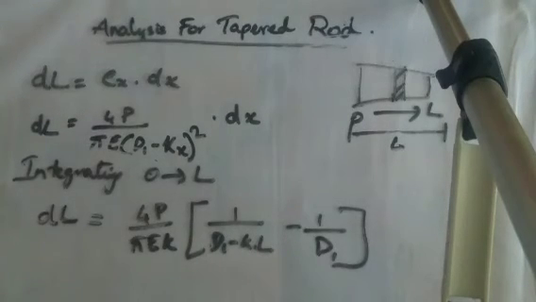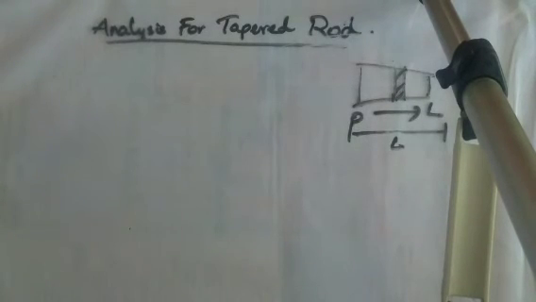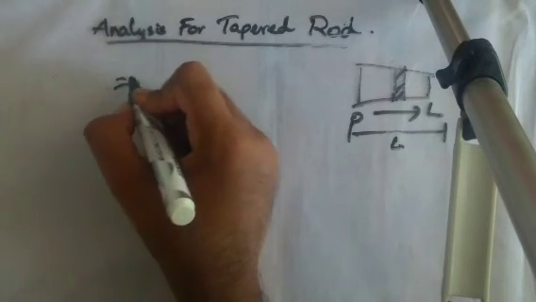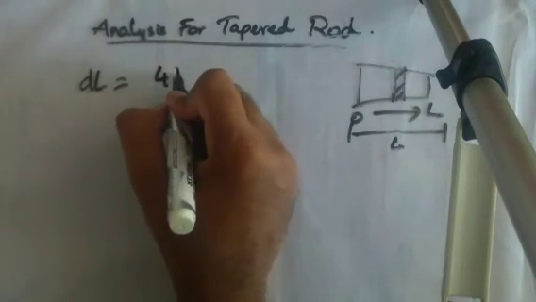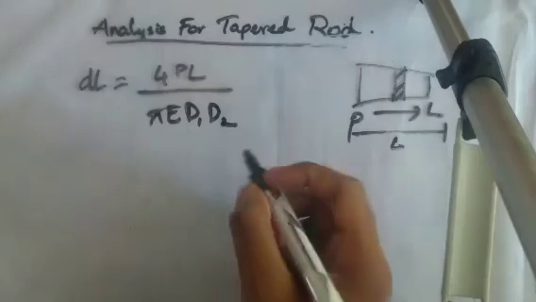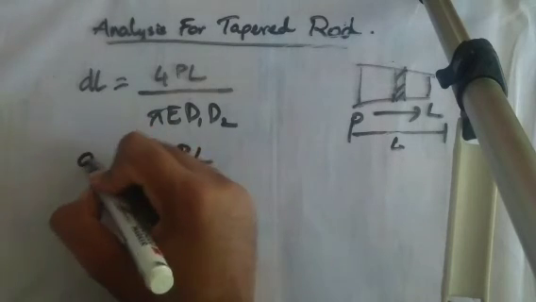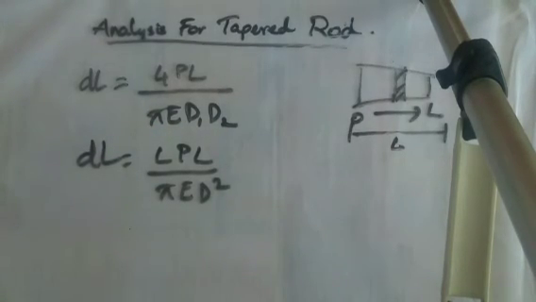We know k is equal to (d1 minus d2) divided by L. Substituting in that equation and evaluating, we get the change in length as 4PL divided by pi E d1 d2, or for a uniform section we can write 4PL divided by pi E d squared. This is the expression for change in length.